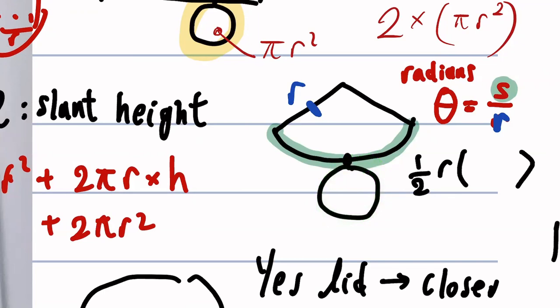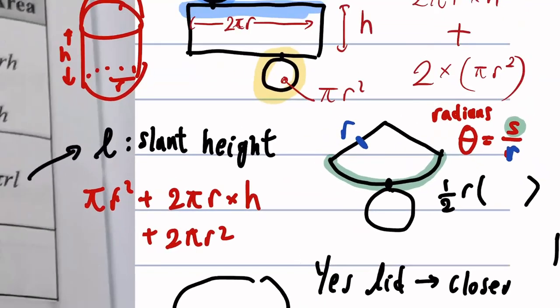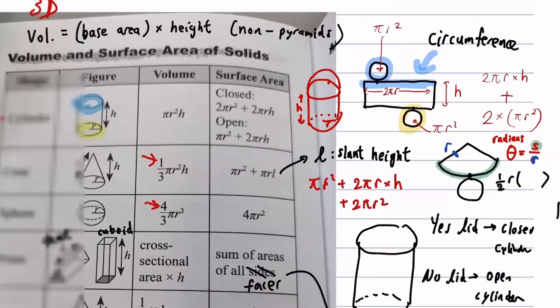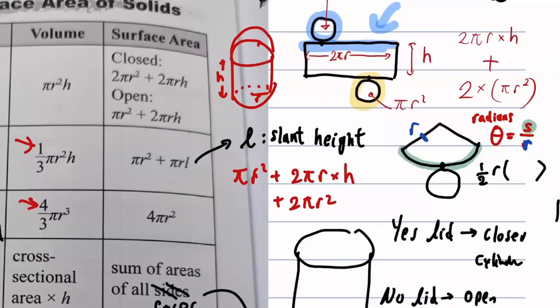Oh, sorry, I labeled wrongly. Is this R or L? This should be L, right? The slant height here is L. Oh, sorry, let me try again.